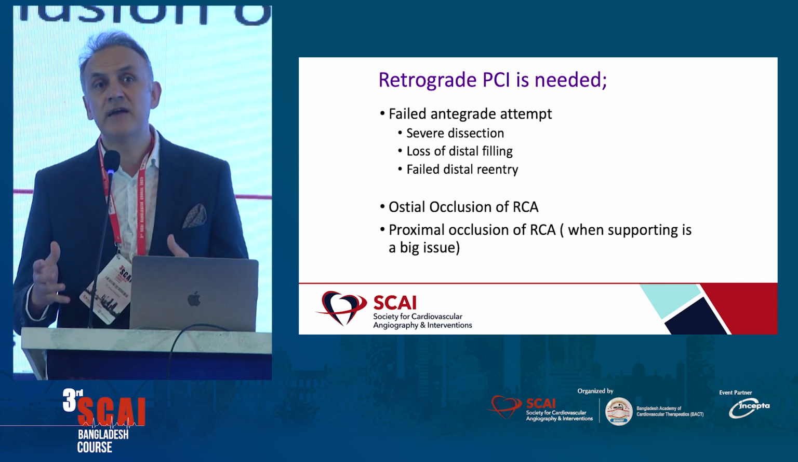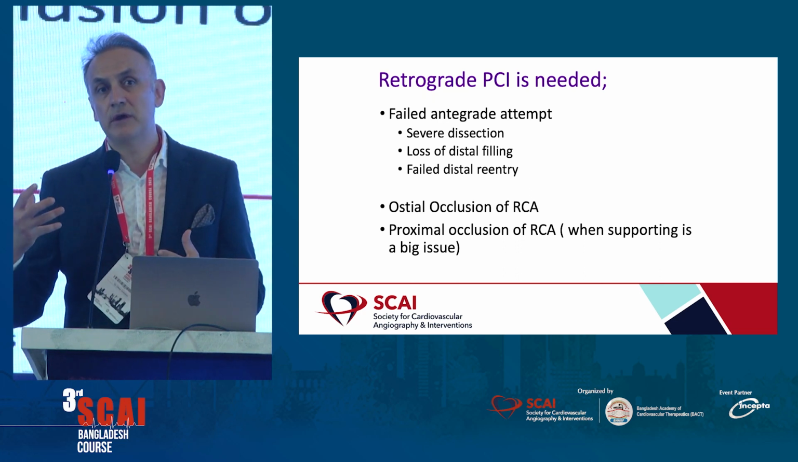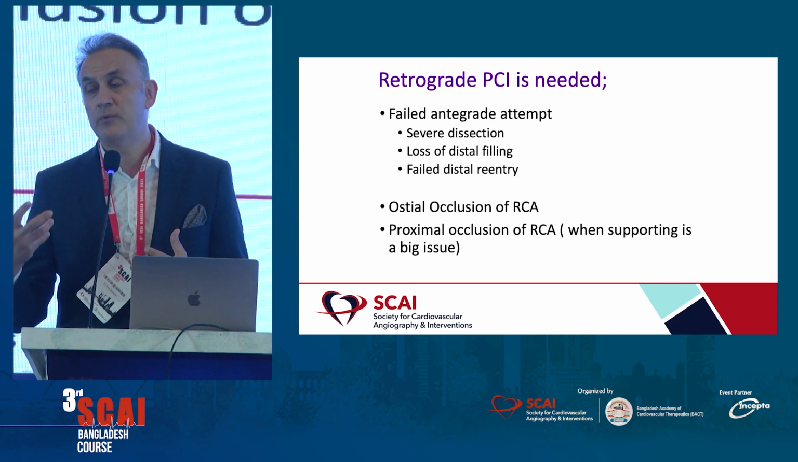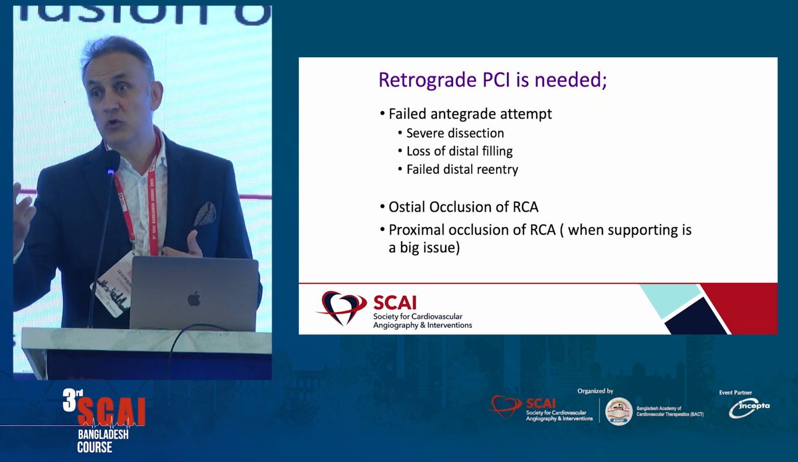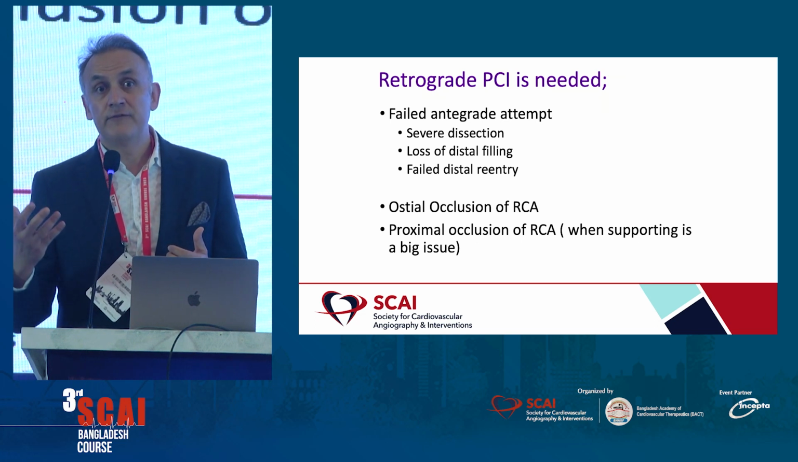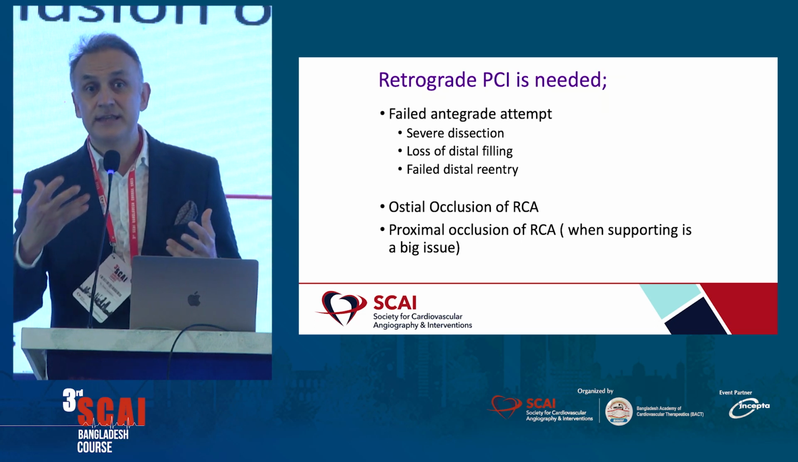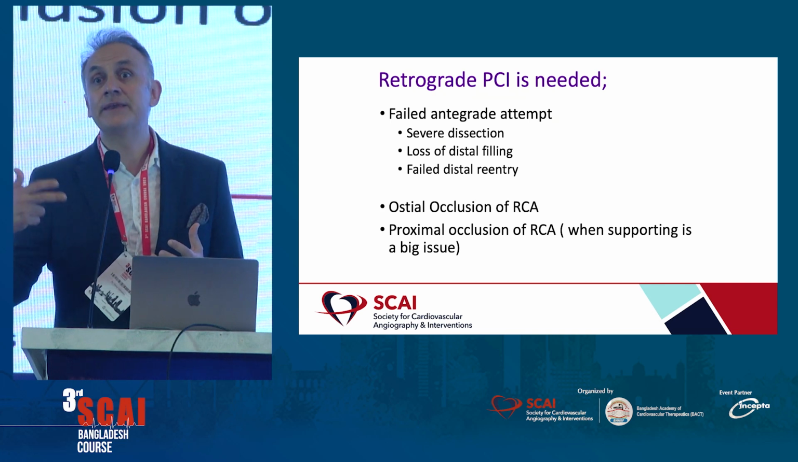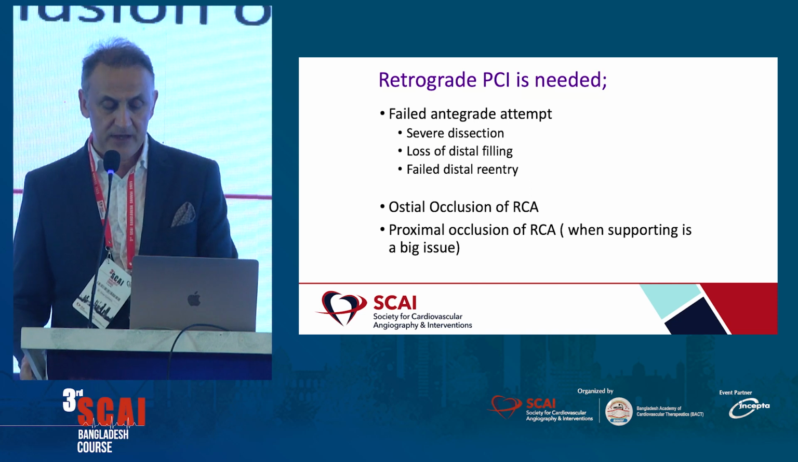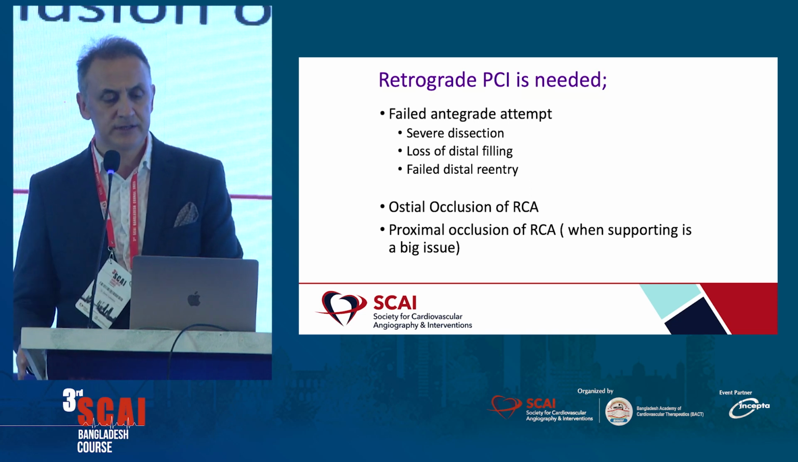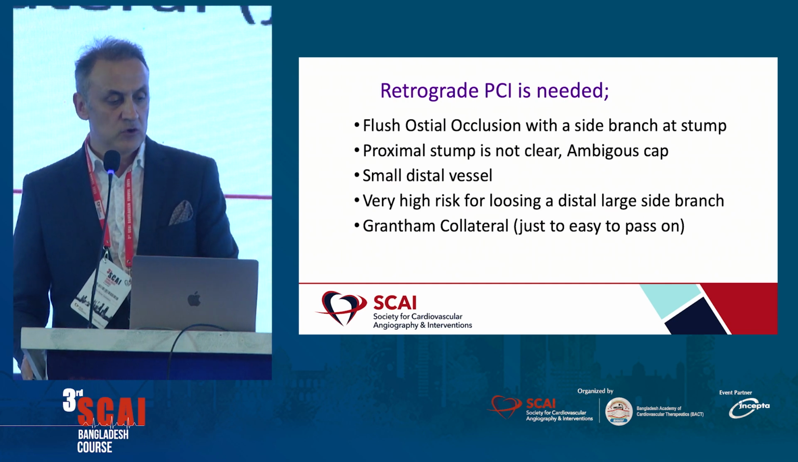And sometimes we have a distal bifurcation. We have a big side branch. If we try to open antegrade, we might lose the side branch, as shown earlier. So if you stent that CTO, then you will lose a big side branch, which we don't want. In that case, I think retrograde will help a lot. And if we have a very nice collateral, sometimes we can start earlier.